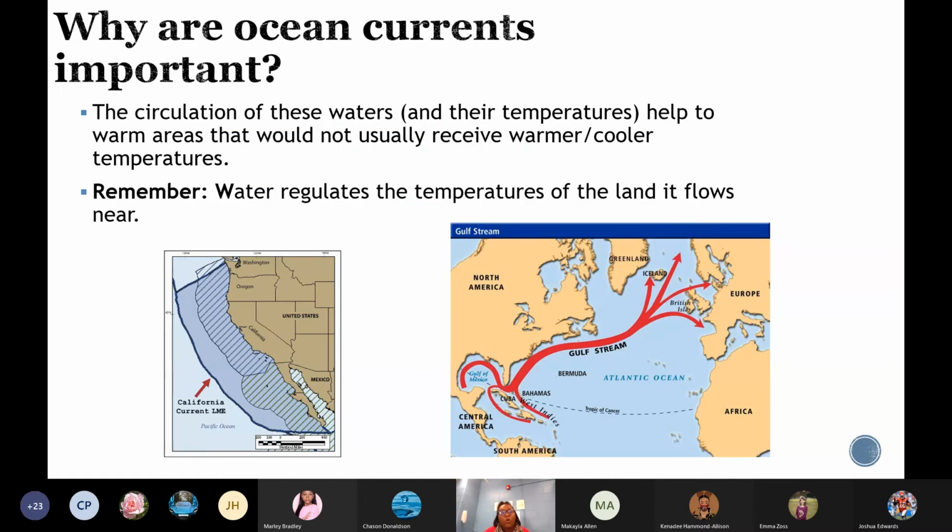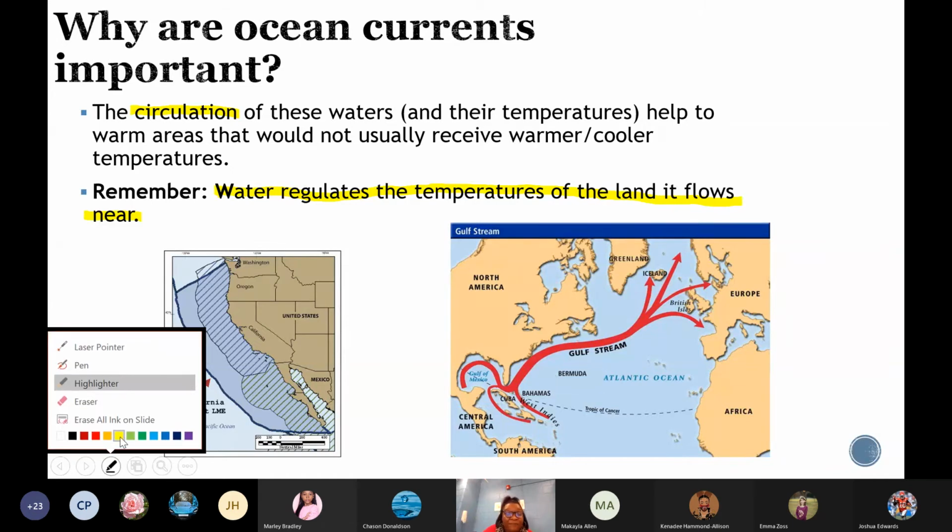In our notes, let's write this down. Question: why are ocean currents so important? The answer here is because the circulation of these temperatures, look at that word again, circulation, these circulating waters and their temperatures help to warm or cool areas that would not usually receive those temperatures. We want to remember, and this is super important, we talked about this with land breeze and sea breeze, and it's just as important when we're talking about ocean currents. Water regulates or controls the temperatures of the lands it flows near.